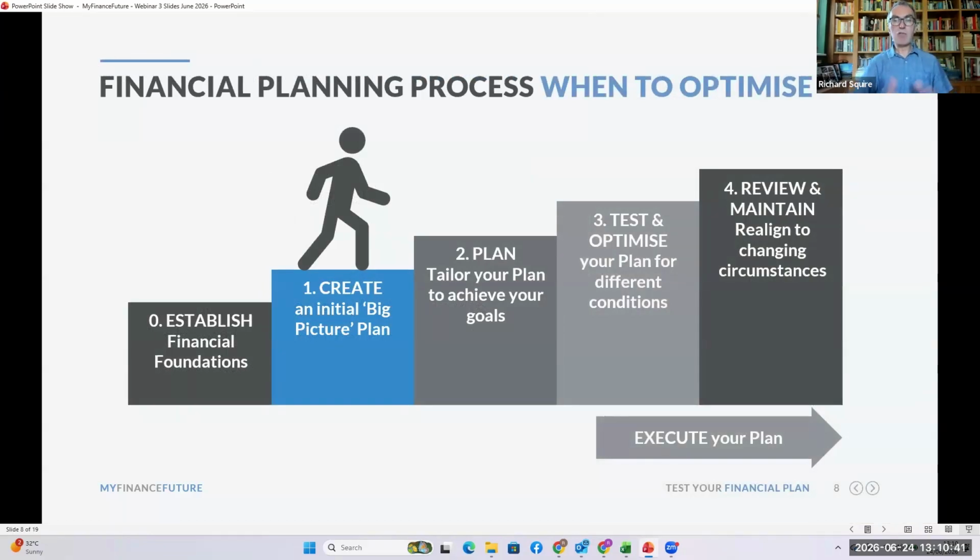Okay, so just to reflect on the overall planning process and where optimization sits within that, for those of you who've seen our other videos, you'll recognize this chart. The first of the 3 videos in the series focuses on the first 3 steps in this process: establishing the financial foundations, creating a big picture plan, then tailoring your plan to achieve your goals. And then the step we're on now is to test and optimize your plan. The last video covered the testing part, and we're going to cover today the optimization part. The 2 things work together to create your final plan.